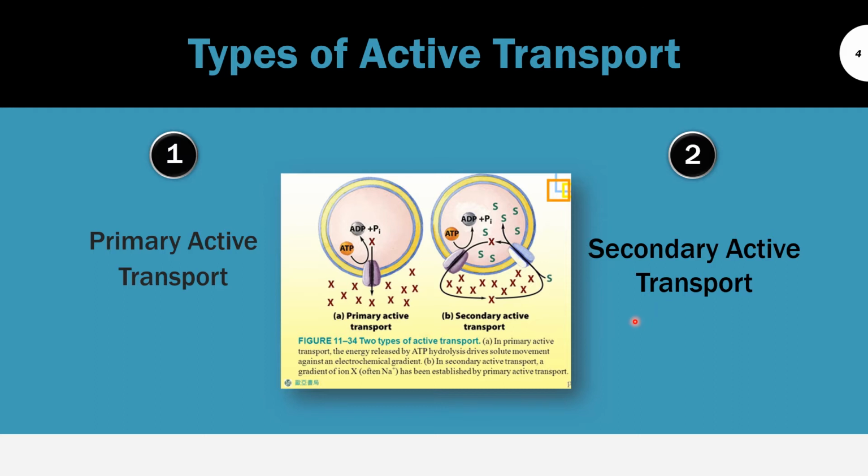Okay, so all that antiport, symport and uniport, they are the types of.